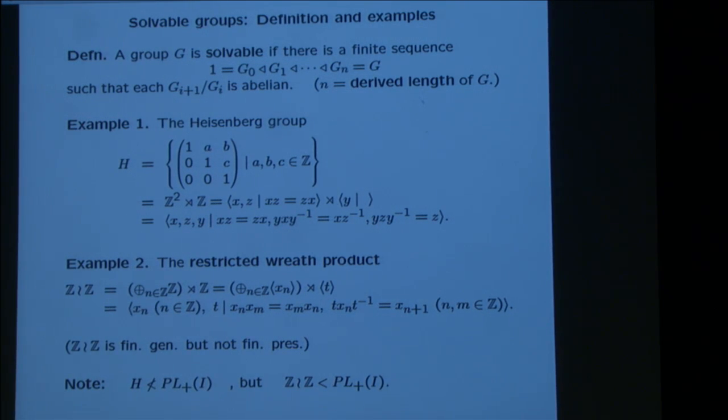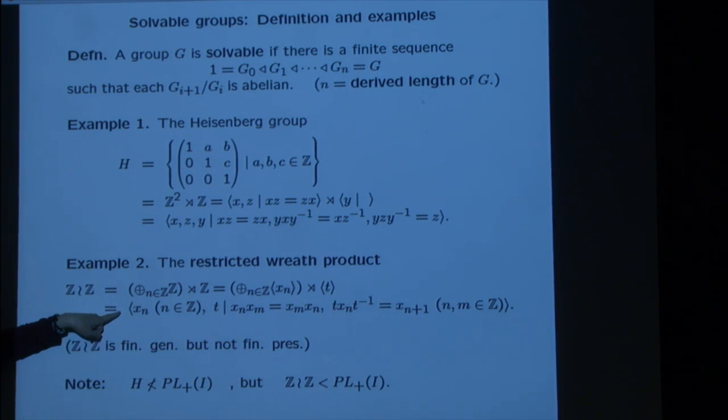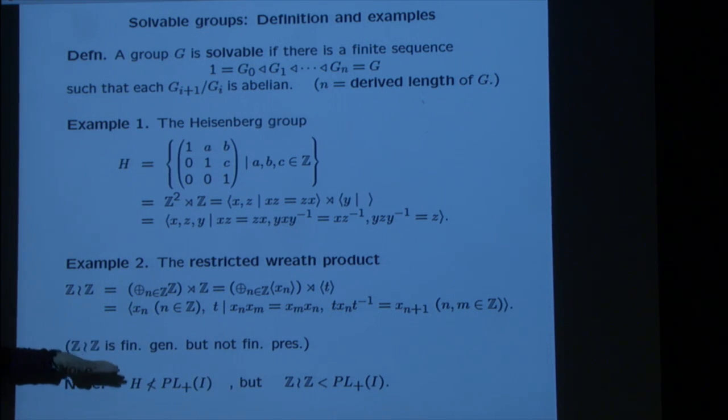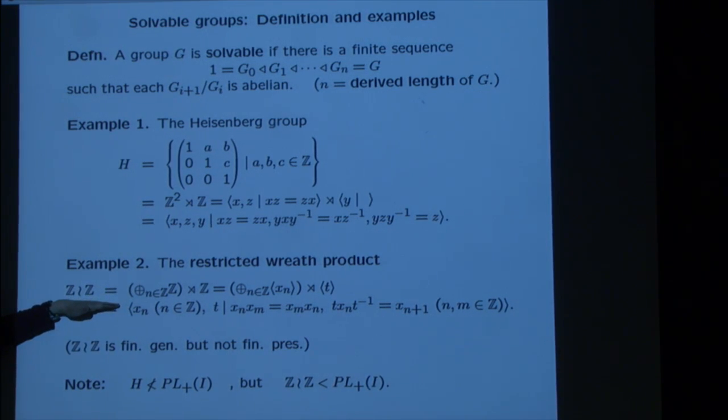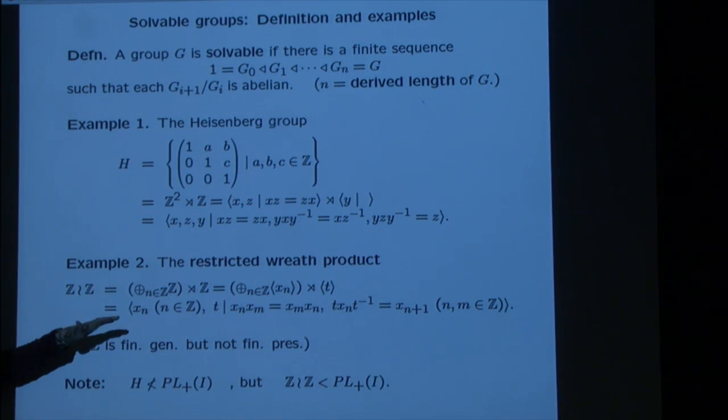Okay, but the thing to notice is that this nice, lovely, finitely presented group is not a subgroup of PL plus I at all, much less Thompson's group, but this guy is. In fact, this is kind of the model for what all the solvable subgroups of PL plus I look like. They look like iterations of doing this wreath product and taking direct sums, and then doing another wreath product with Z and taking more direct sums, and just keep going.